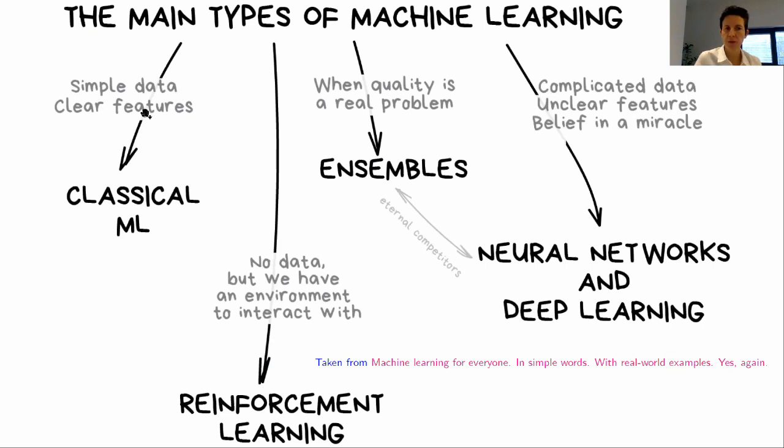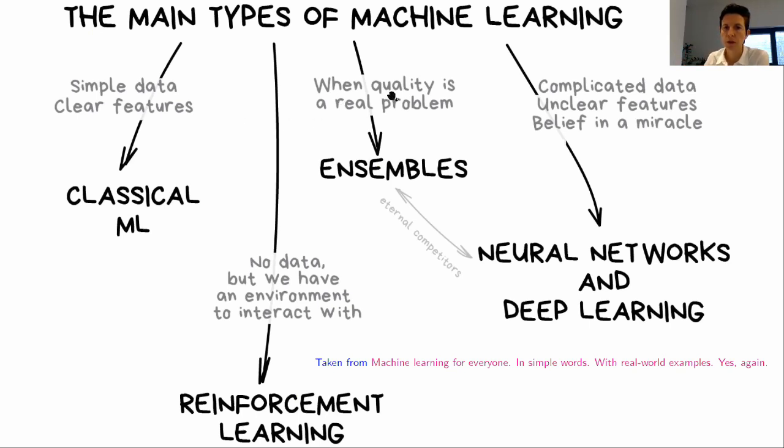If you have simple data with clear features, you can go for classical machine learning or classical statistical learning. So that is linear regression, GLM, GAM, maybe a decision tree, stuff like that. Simple data, clear features, that means data like we've seen them so far. Nothing very special about that. Typical tabular data, structured data, simple data, right?